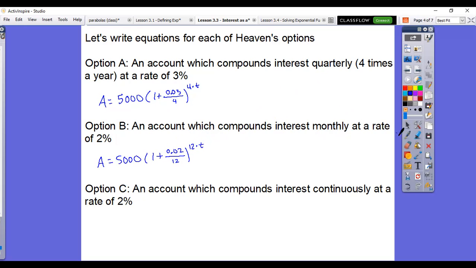Option C is something a little bit different, because if we try to use this formula for option C, this is going to be 5,000 times 1 plus 0.02 over, I don't know. The problem is it's being compounded continuously. So there's not a certain number of times that this happens per year. It's just always happening, which means the number of times it's being compounded is kind of infinite. I'll spare you the explanation of how this happens, but continuously compounded interest has its own formula.